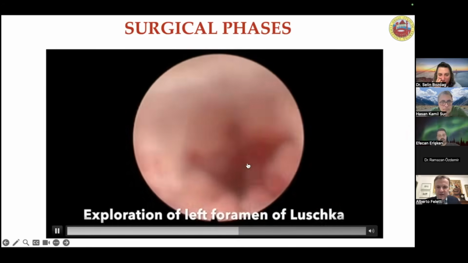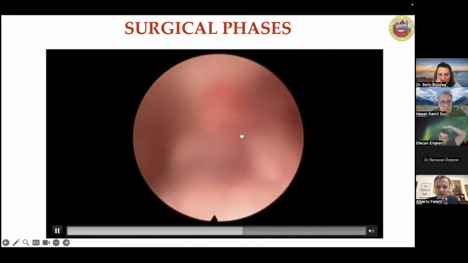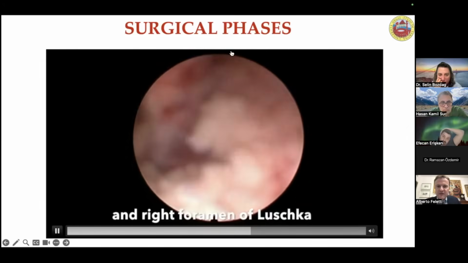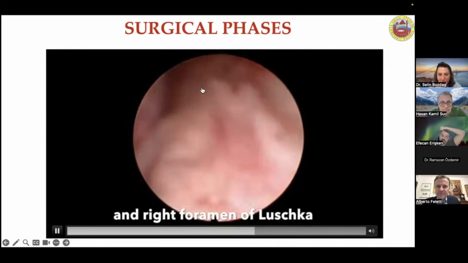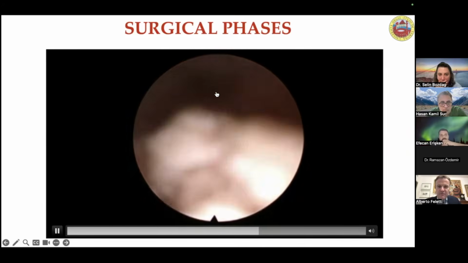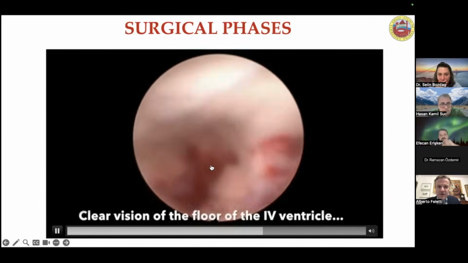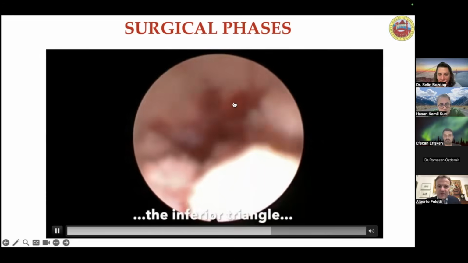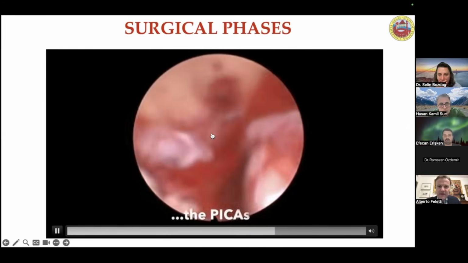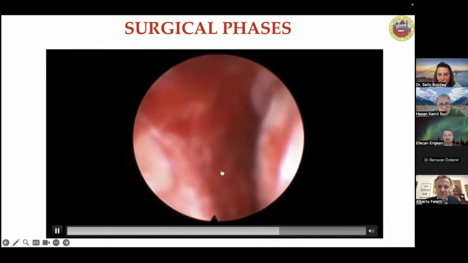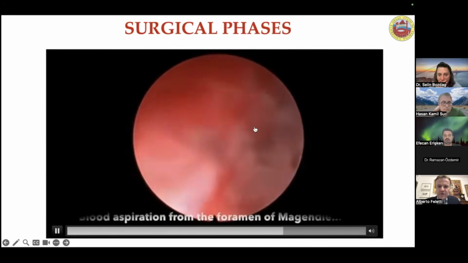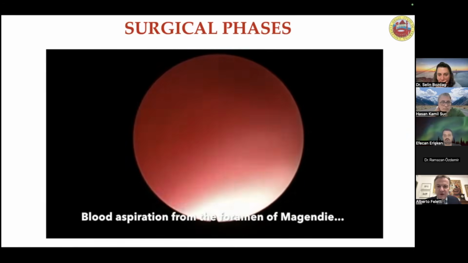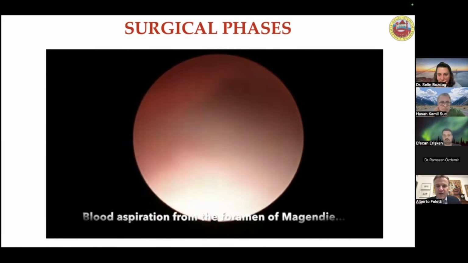Here you can see the calamus scriptorius with still some blood, and the choroid plexus going all the way to the right Luschka foramen, which is this one here. And then you can move your endoscope in the calamus scriptorius. You can recognize the facial colliculi, the opening of the central medullary canal here, the PICAs, and the two tonsils of the cerebellum. You can enter the cisterna magna and aspirate the very last blood clots.